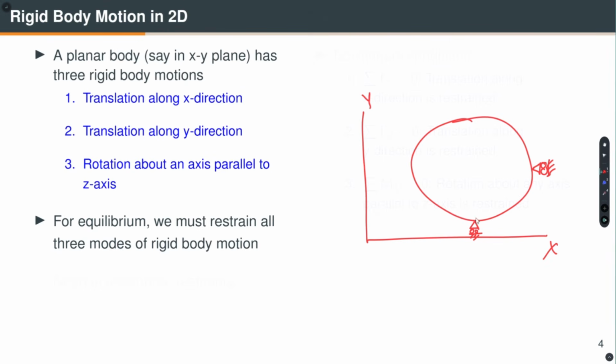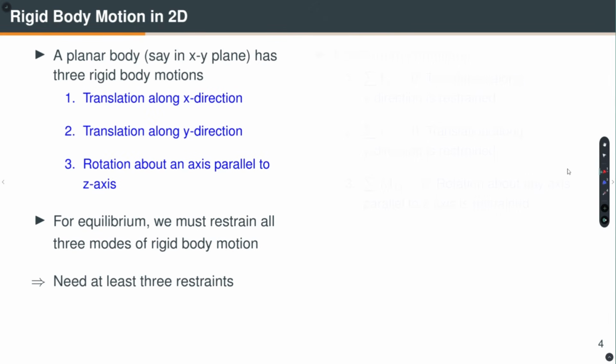But what about the rotation? Well, if you see that these two reactions are concurrent, they are intersecting here. So, this can rotate, right. So, I need one more restraint to prevent this. So, what I will do? I will erase this and make it a pin. So, that means now I have introduced two restraints here, one restraint here, I have introduced three restraints, and then all the three rigid body modes are restrained. Okay. So, we need at least three restraints, as I explained.